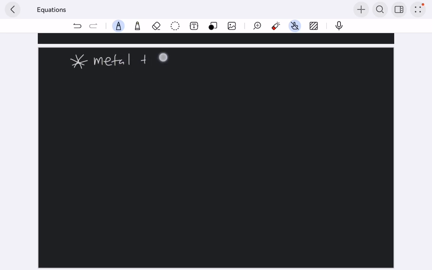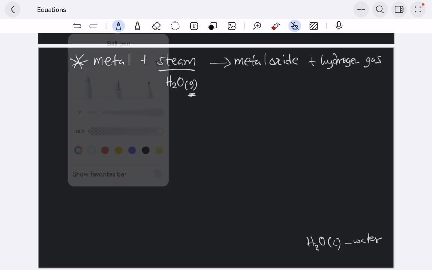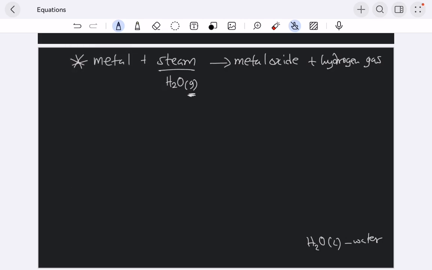Metal plus steam produces metal oxide plus hydrogen gas. Steam is just H2O but in gas form. Remember, water is H2O with the state symbol L. When we see a state symbol G, it means you're dealing with steam, which is vapor. Let's look at an example, the same example that we looked at.